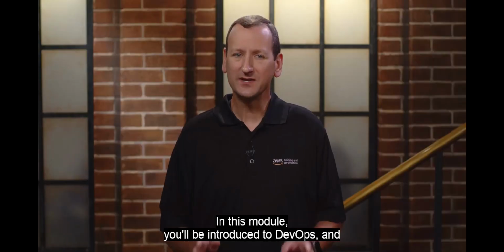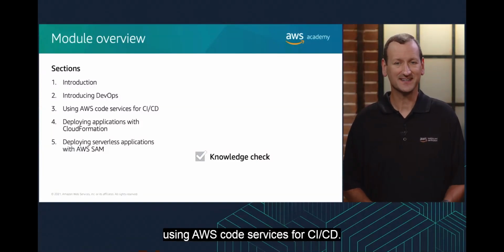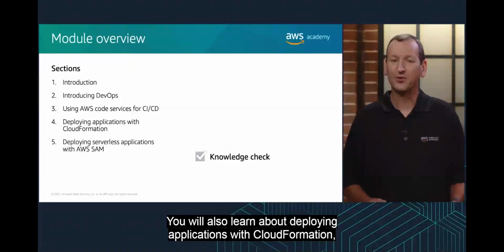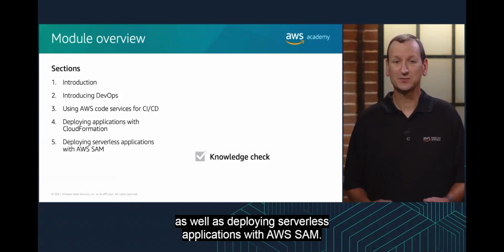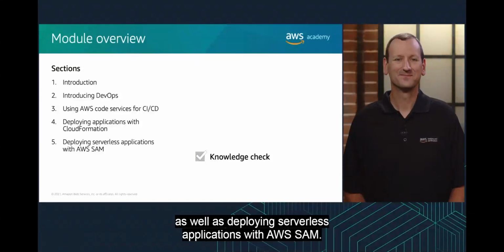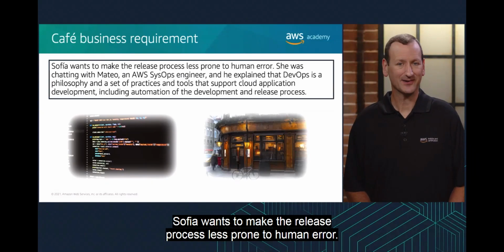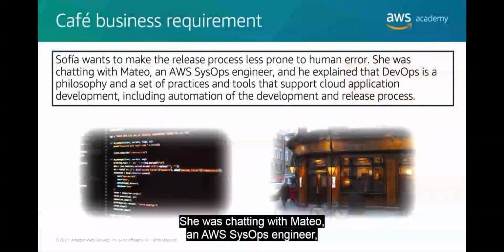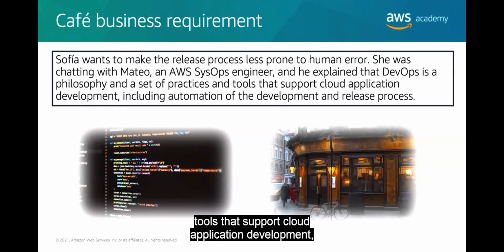In this module, you will be introduced to DevOps and using AWS code services for CI/CD. You will also learn about deploying applications with CloudFormation, as well as deploying serverless applications with AWS SAM. Sophia wants to make the release process less prone to human error. She was chatting with Matteo, an AWS SysOps engineer, and he explained that DevOps is a philosophy and a set of practices and tools that support cloud application development, including automation of the development and release process.